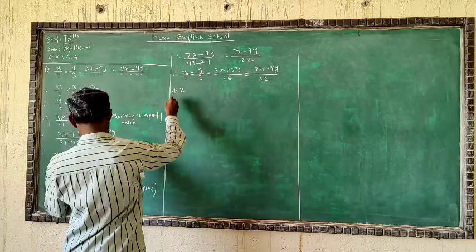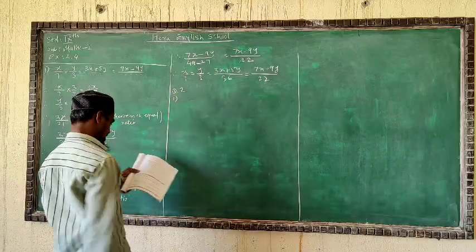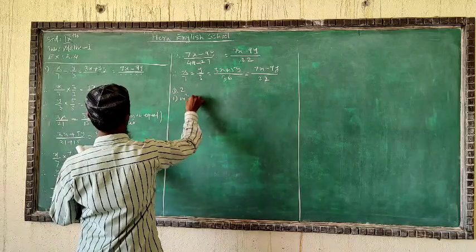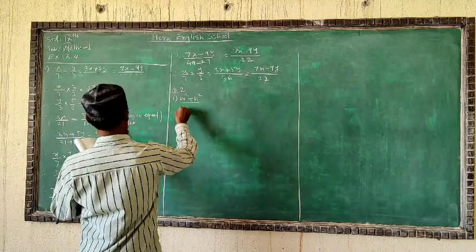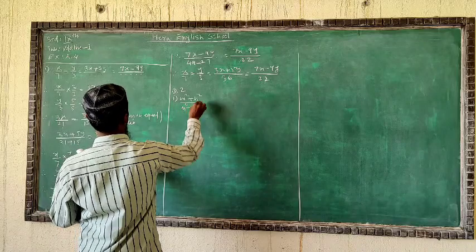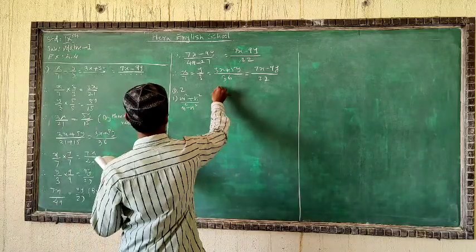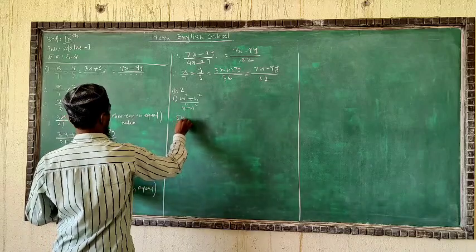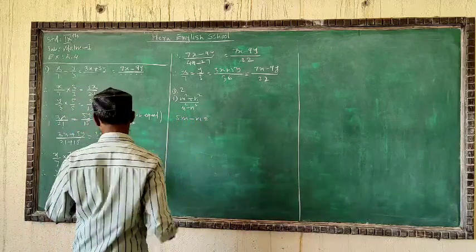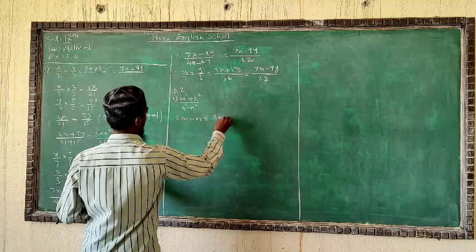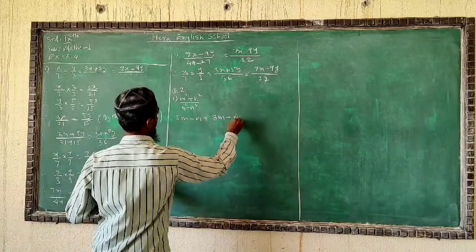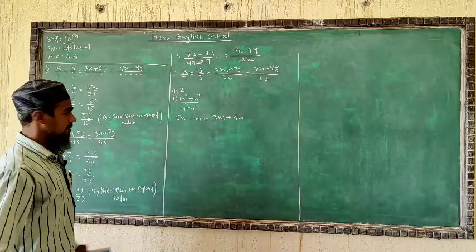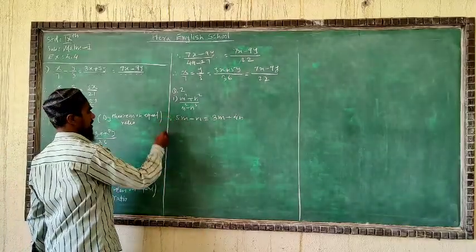Question number 2, the first one. See very well. In the question, you have to find the value of m square plus n square upon m square minus n square. We are given in the question: 5m minus n equal to 3m plus 4n. First of all, we have to find the value of m upon n in fraction form. This is what we are given.